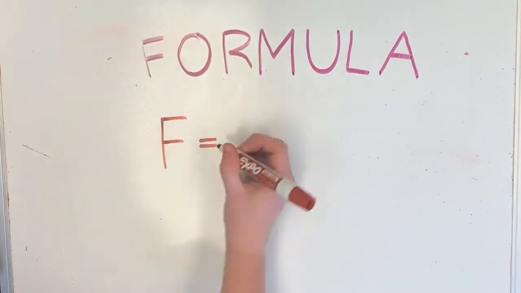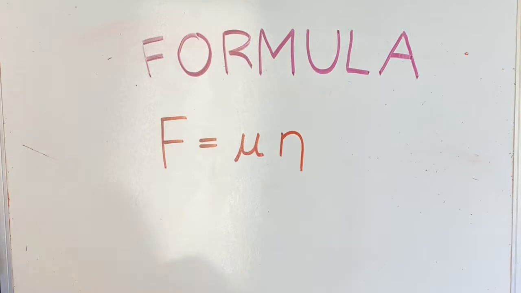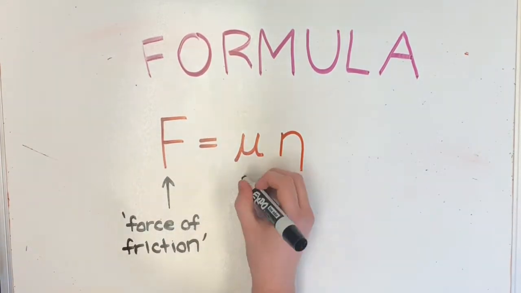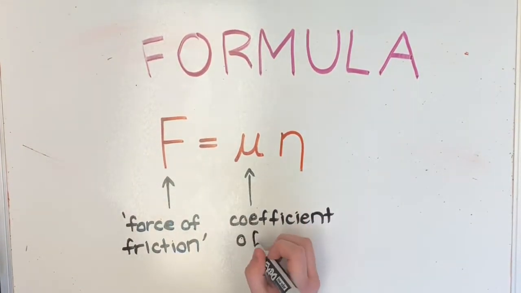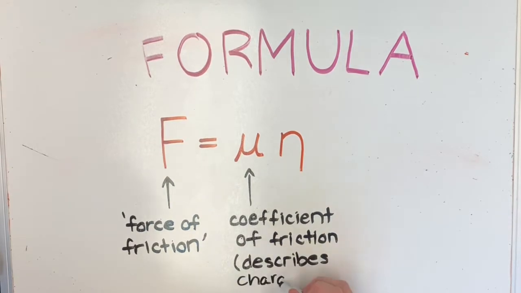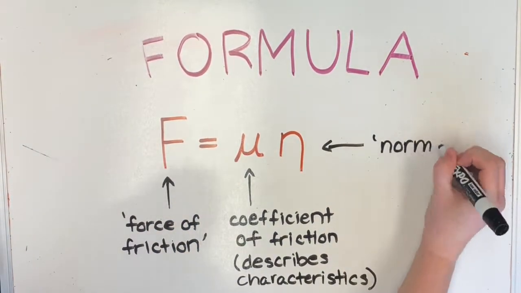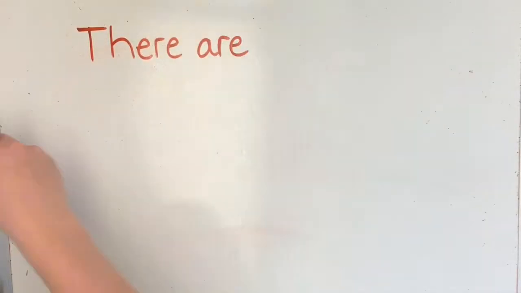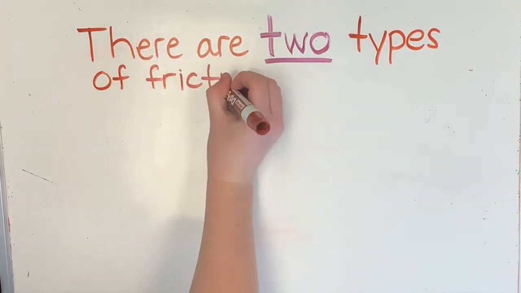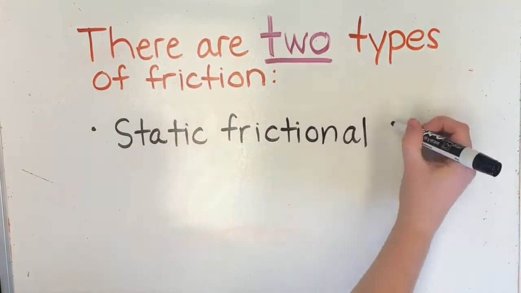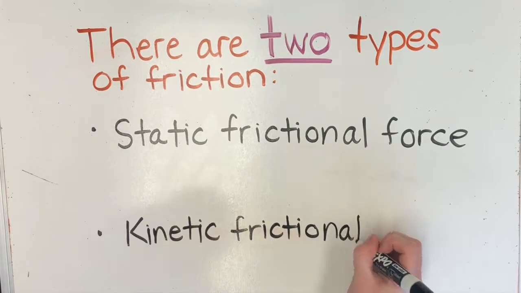The formula for friction is F equals mu n, where F is the force of friction, mu is the coefficient of friction which describes characteristics, and n is the normal force. Anyway, enough math. So as it turns out, there are two types of friction. There's static frictional force and kinetic frictional force.